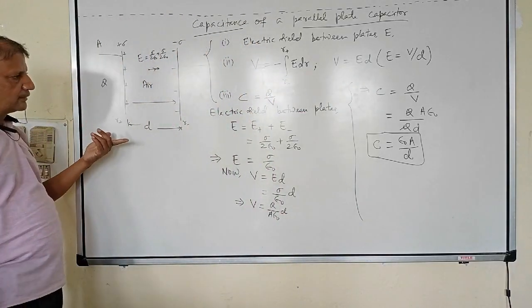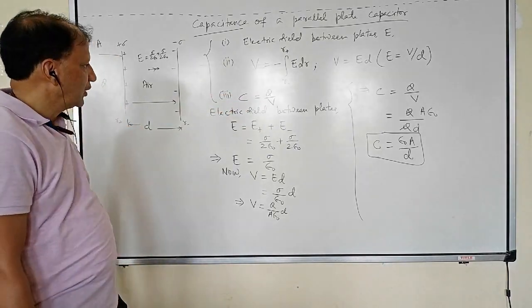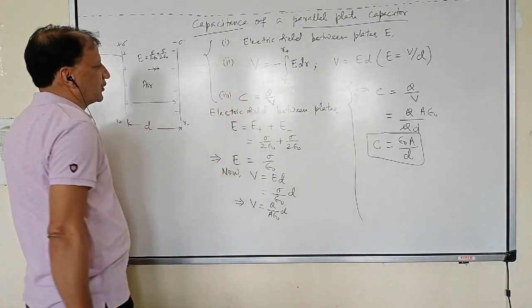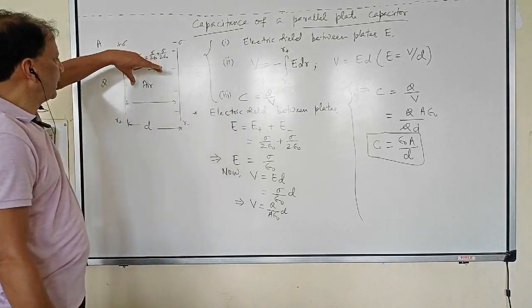Third one, capacitance. What is capacitance from definition? C is equal to Q upon V. So now putting the value of V, we can find capacitance. So now we start from here. Electric field. First of all, we have to find electric field between the plates.